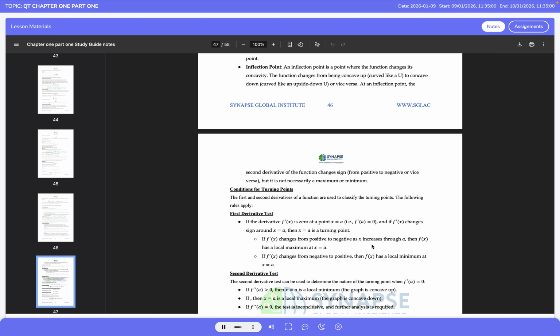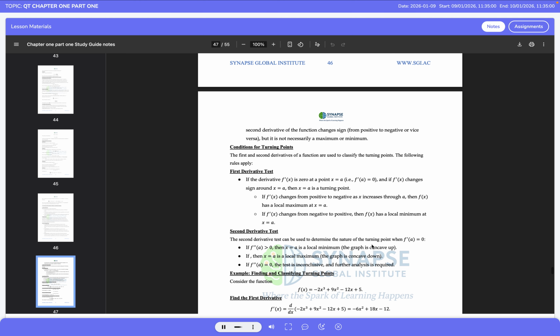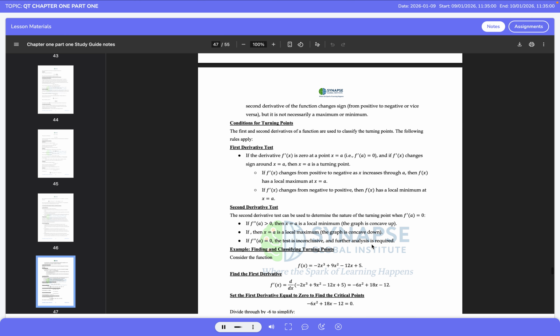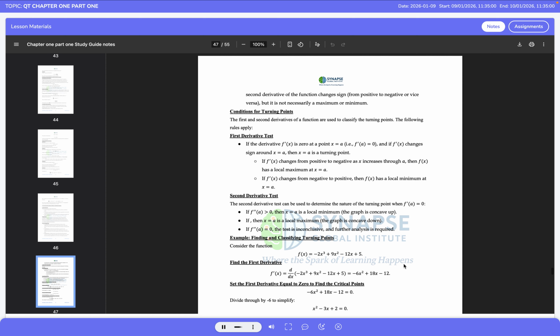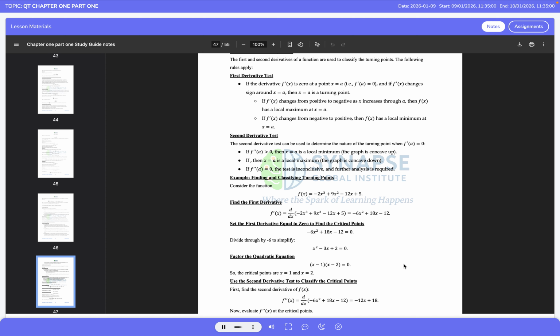The second derivative test gives a quicker method when the first derivative is 0. If the second derivative evaluated at that point is positive, the function has a local minimum because the graph is concave up. If the second derivative evaluated at that point is negative, the function has a local maximum because the graph is concave down. If the second derivative evaluated at that point is 0, the test is inconclusive and further analysis is needed.